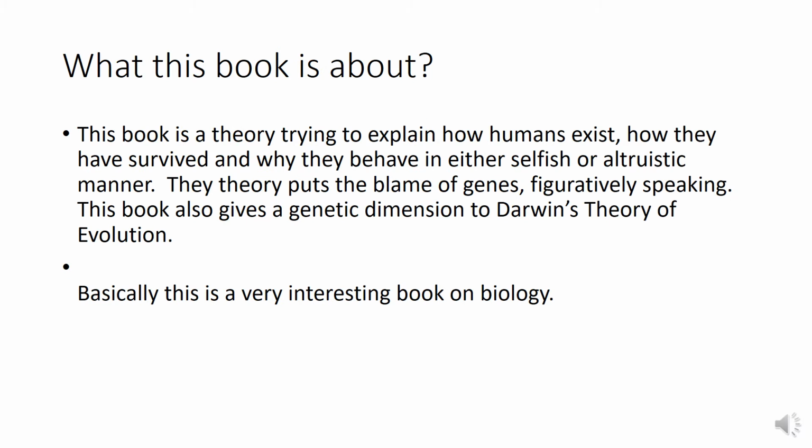This book is a theory trying to explain how humans exist, how they have survived, and why they behave in either a selfish or altruistic way. The theory puts the blame on genes, figuratively speaking. This book also gives a genetic dimension to Darwin's theory of evolution. Basically, this is a very interesting book on biology.